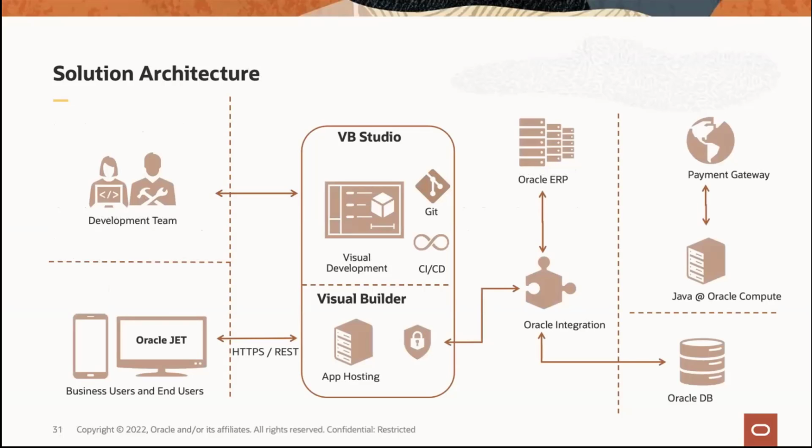So this is the solution architecture. The development team is using Visual Builder Studio to build all the Visual Builder apps. There is a separate team working on the integrations, who would work on the OIC directly. The end users will be accessing the Visual Builder apps using desktop or mobile. And in the background, Oracle Integration is supplying the data as REST APIs to the Visual Builder apps, and integrations to ERP. As said, there is a Java layer on the Oracle Compute, which is acting as a middleware to the payment gateway. So this is the solution architecture.